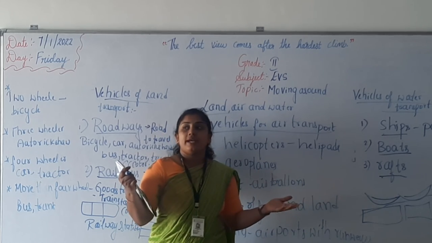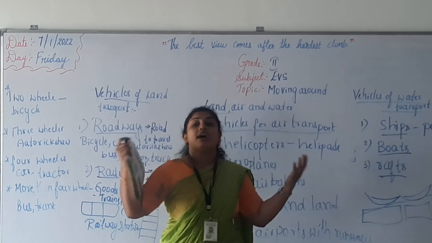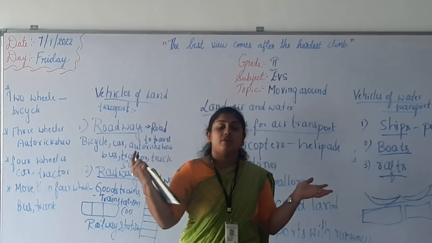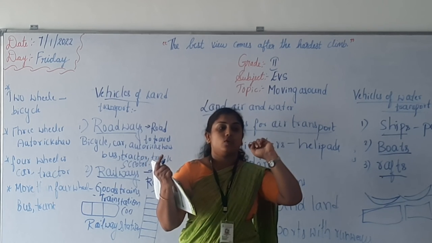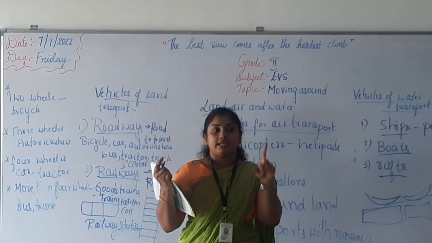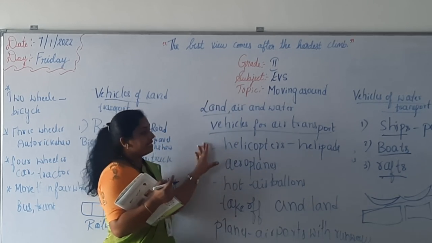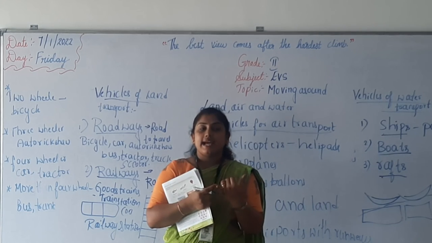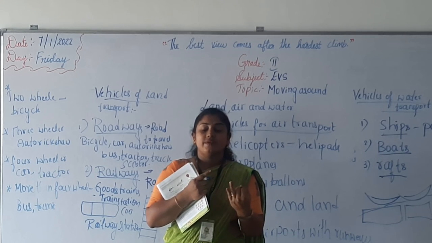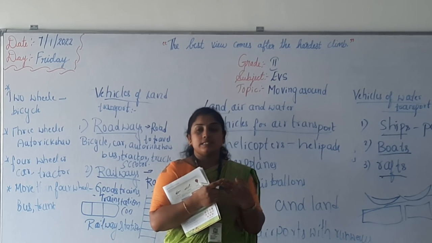You know how the aeroplane will be very big in size, isn't it? So they need a large area. Suppose in our school surrounding only one aeroplane can stand, and the runway can be here. Okay. So this is about the vehicles for air transport. Understood? Vehicles for land transport, vehicles for water transport, vehicles for air transport.